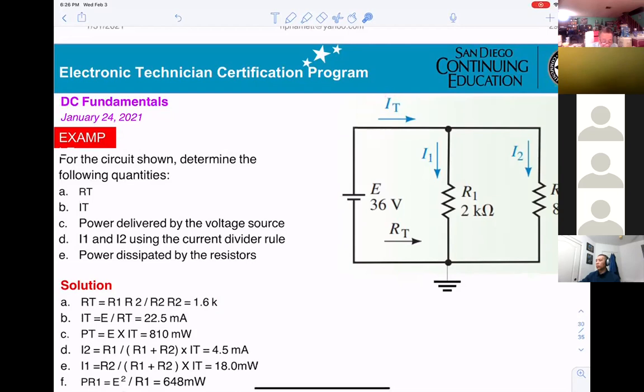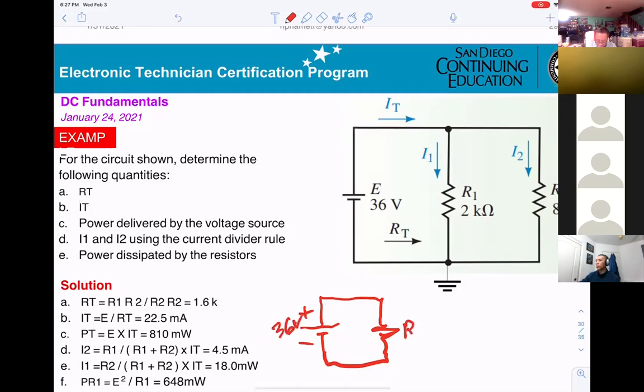now, I want to bring it up here. You get R total. So you don't need that circuitry. Now you can get into this circuitry like this one here. That will be plus 36 volt. And this resistor will be R total. You get 1.6K.